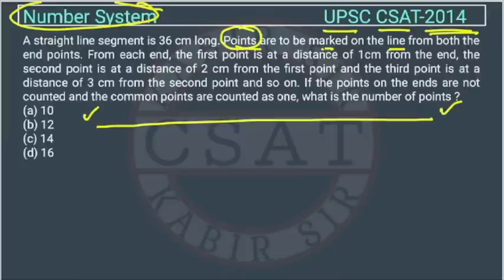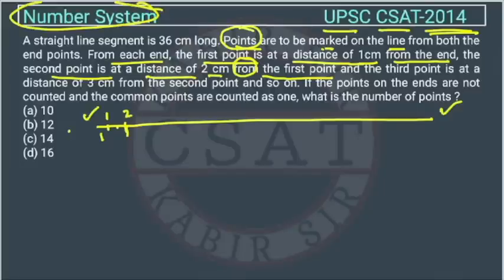From each end, the first point is at a distance of 1 centimeter from the end, right? So from each end means from this side also and from this side also, right? So suppose this is the first point, this first point at a distance of 1 centimeter, right? And the second point is at a distance of 2 centimeter from, from the starting point? No, from the first point, from this point. The second point is at distance 2. This is first, this is second, right? Okay, so this is the second point.